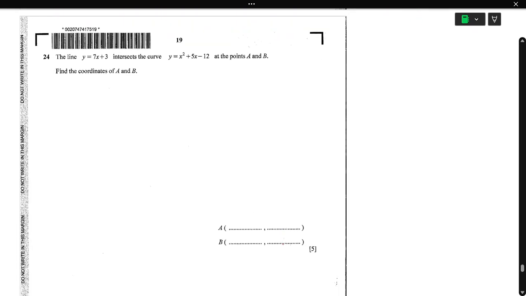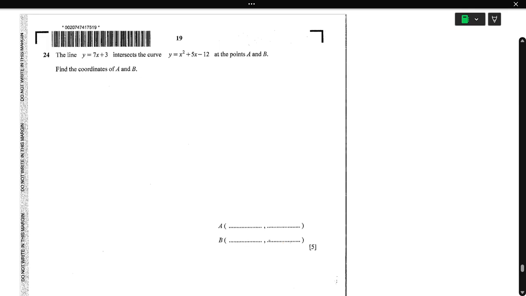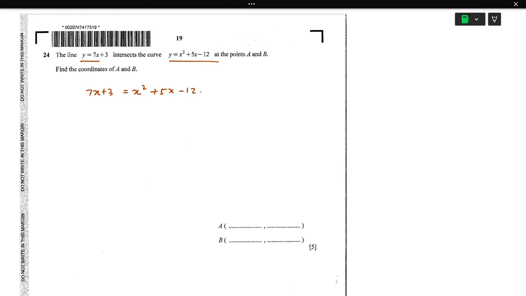Next, question 24. The line y equal to 7x plus 3 intersects the curve y equal to x square plus 5x minus 12 at the points A and B. Find the coordinates of A and B. Here this is also y, this is also y. So I can equate both the equations, which is 7x plus 3 equal to x square plus 5x minus 12.